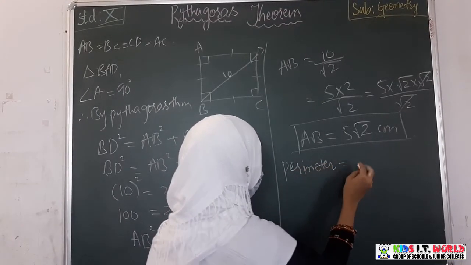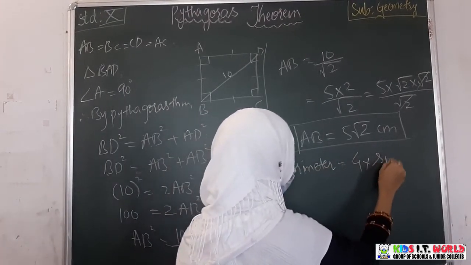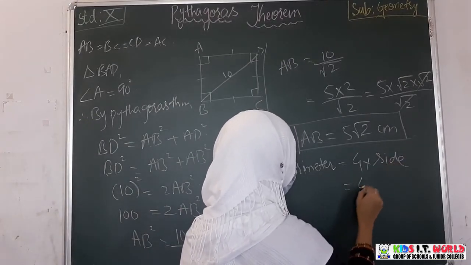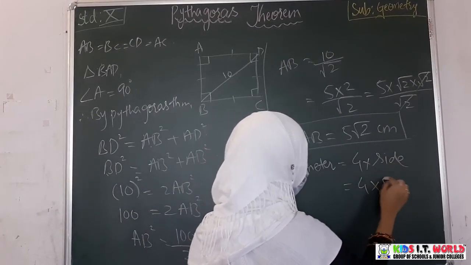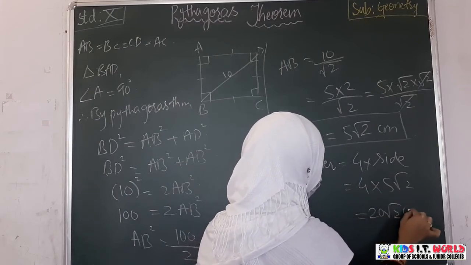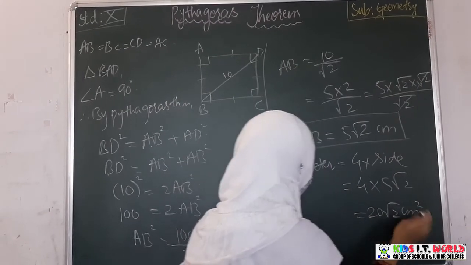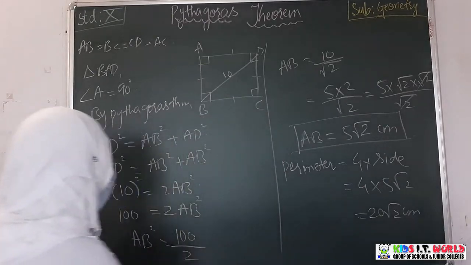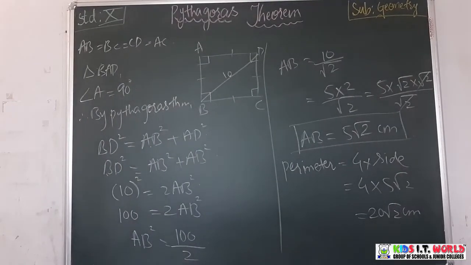What is the formula for perimeter? 4 into side. 4 into side, as it is. What is the side? 5 into 5. 4 into 5 is 20. Centimeter square, only centimeter, okay? Only centimeter. The area of square ABCD if diagonal is given.